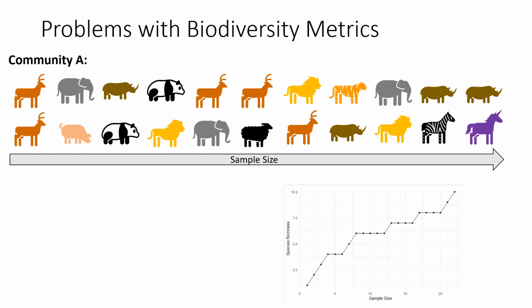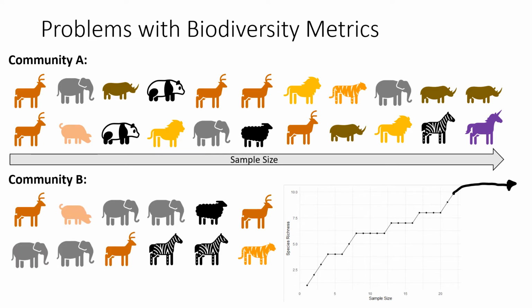To get over this, people use the asymptote. And so this is when the species richness starts to level off as the sample size increases. And once this happens, you can be confident that your species richness is an accurate measure. But this brings in another problem in comparing two different communities that have different sample sizes, because the community with the bigger sample size will often have the bigger species richness.